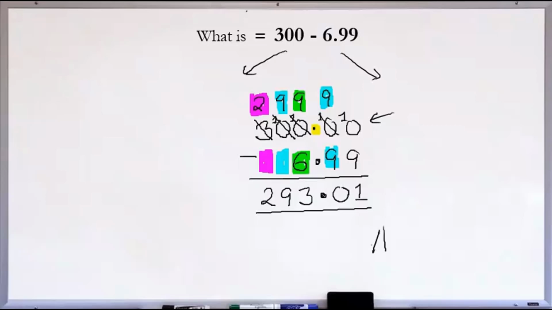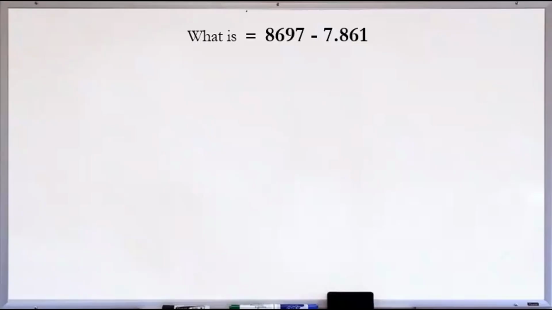So our answer is 293.01. Excellent. We got a question which says, what is 8697? That's 8,697. We're taking 7.861 from it. So we have this here and this one there.